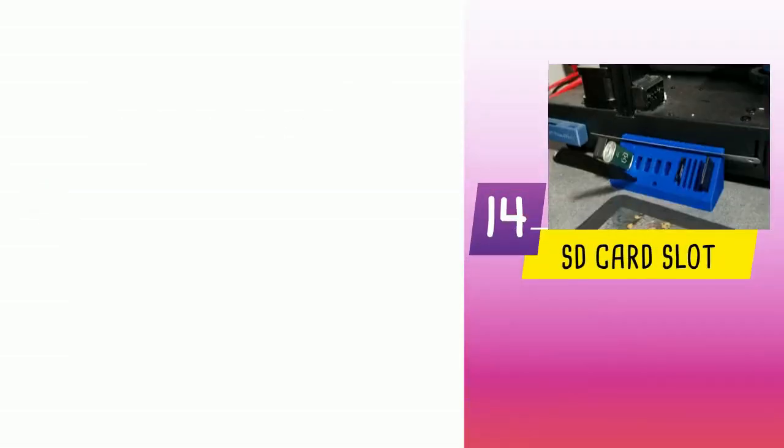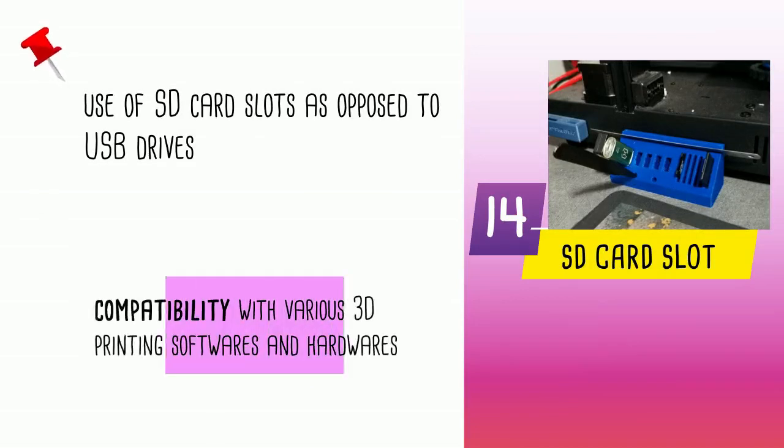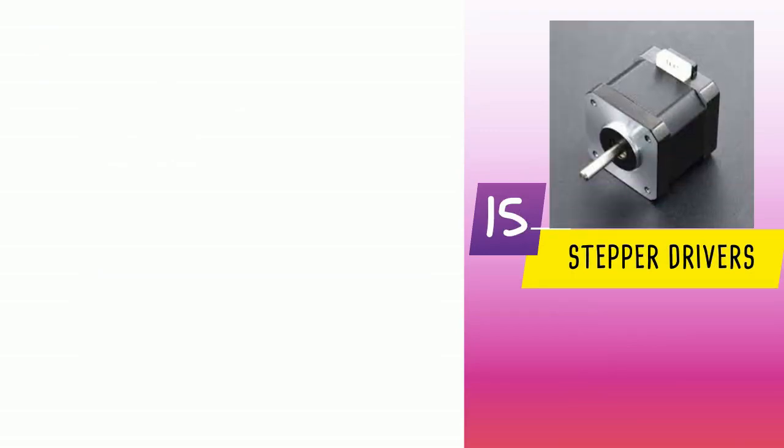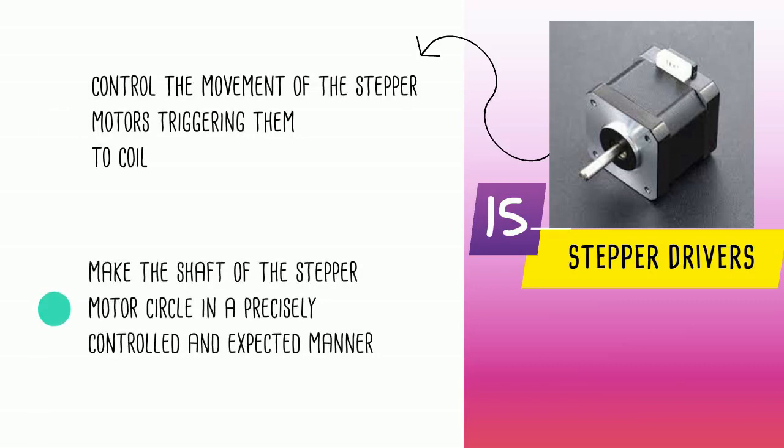SD card slots. 3D printers use SD card slots as opposed to USB drives, due to their compatibility with various 3D printing software and hardware. Stepper drivers. These control the movement of the stepper motors, triggering them to coil and make the shaft of the stepper motor rotate in a precisely controlled and expected manner.